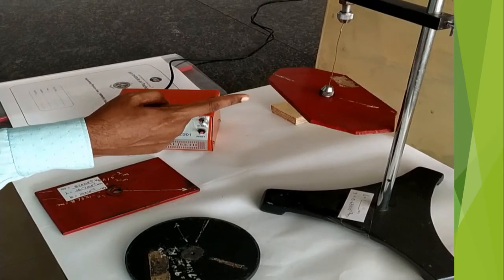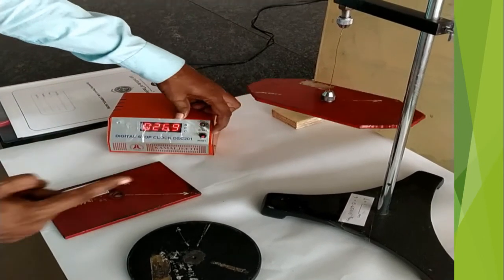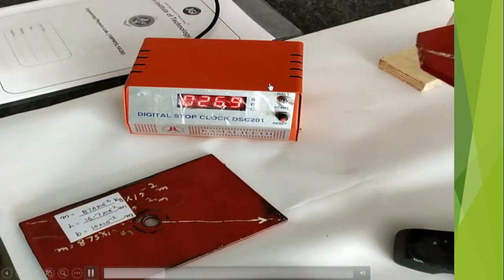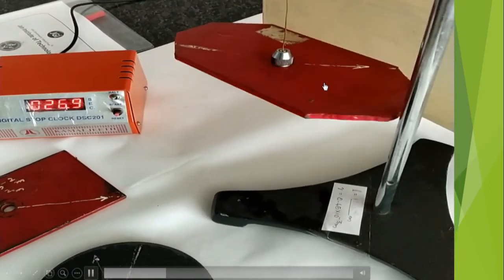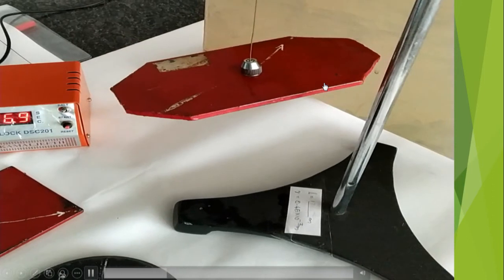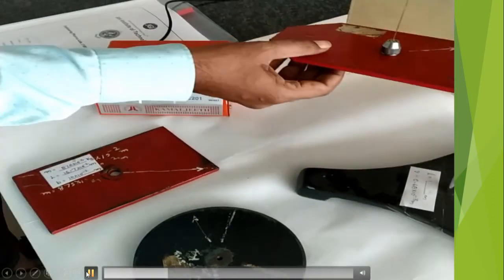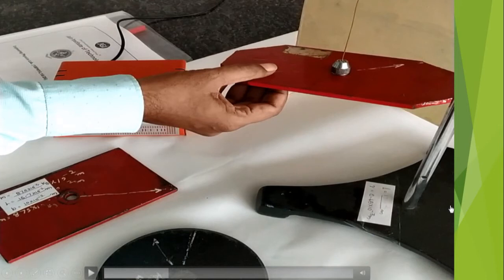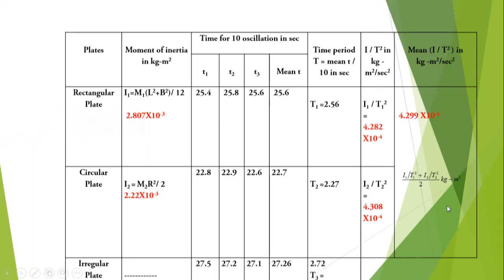So upon the 10 trials, 26.9 is the time period for 10 oscillations for the irregular object. One more trial you need to take, and upon this we can go for calculation.